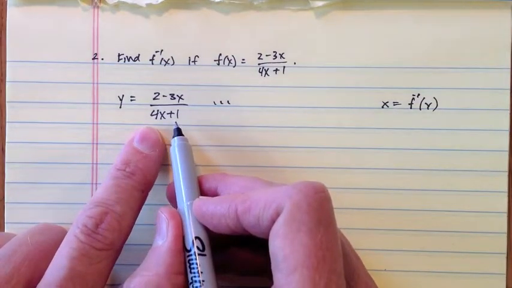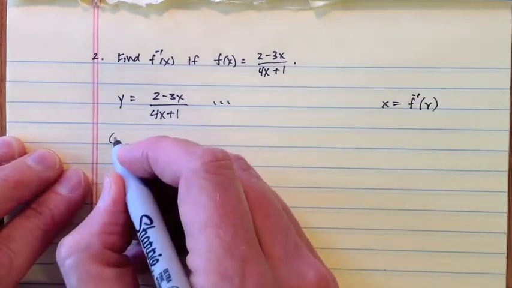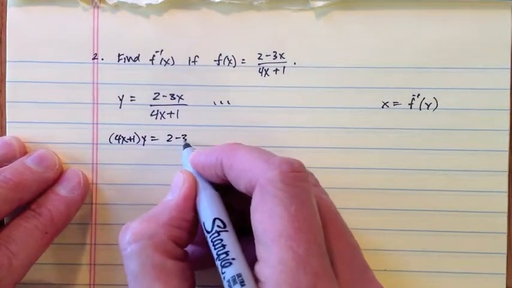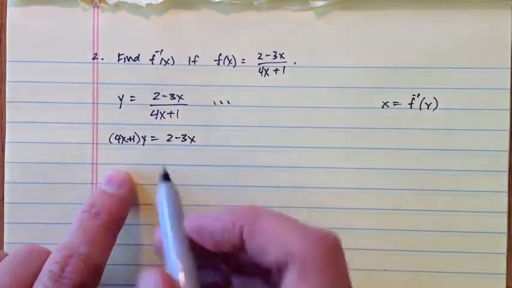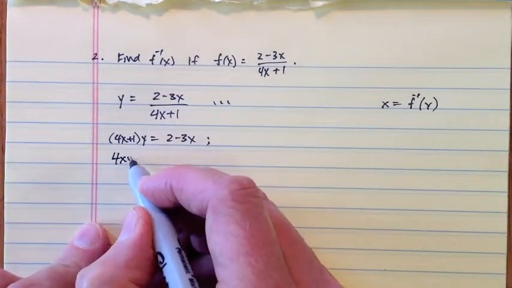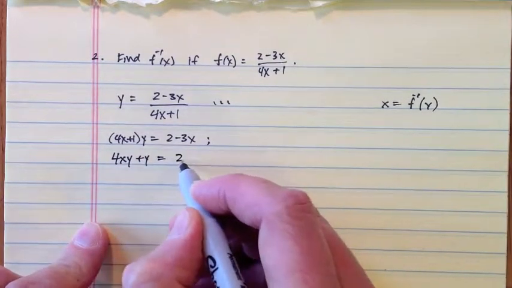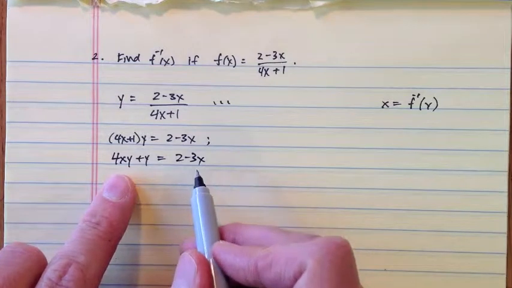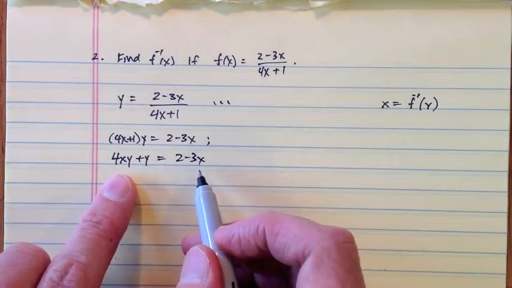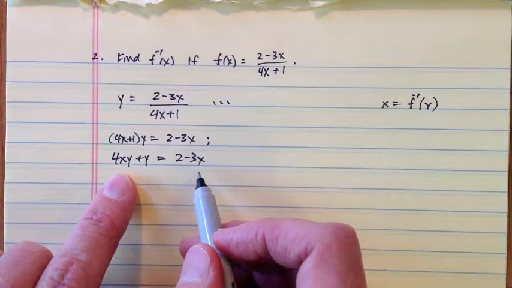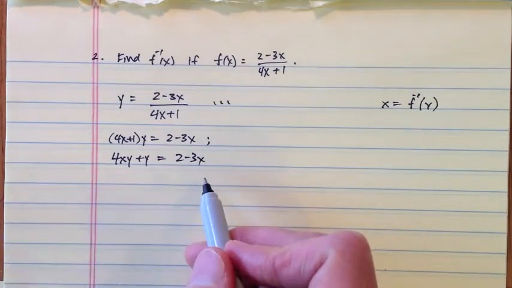I'm going to get rid of the fractions by multiplying both sides by 4x plus 1. So (4x plus 1) times y is 2 minus 3x. And now I want to distribute the y's through there. So that would be 4xy plus y is 2 minus 3x. I've got to keep my head on straight because there are two variables here, but I'm trying to solve for x. Not get a numerical value for x, but to get x all by itself on one side of the equation with no occurrences of x on the other.